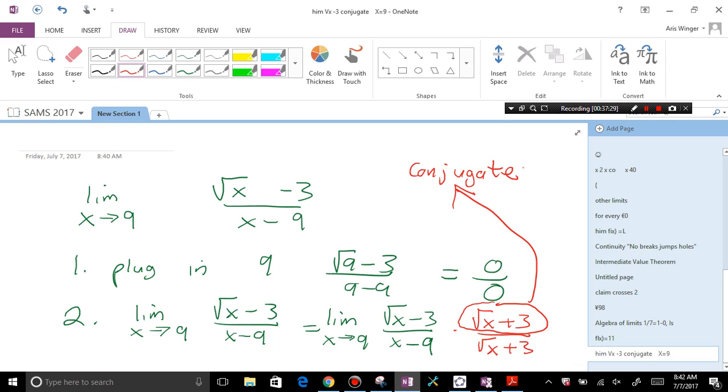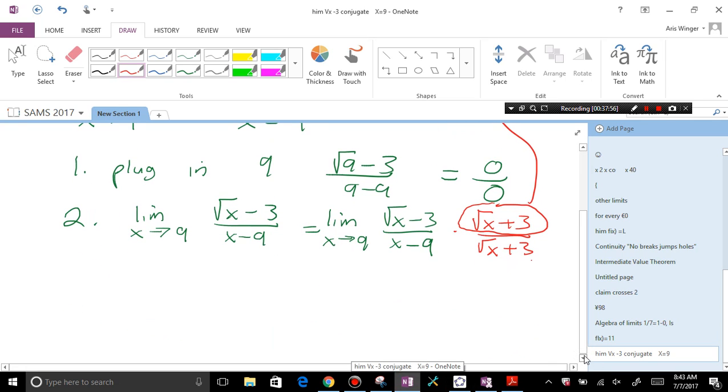Why am I doing this? I'm doing this because when you plug in the 9, you get 0 over 0. This means that x minus 9 is a problem. And so we just get committed to trying to cancel it out so we can actually plug in the 9. We're trying to get rid of this 0 over 0 issue, and by introducing this, you resolve that issue.